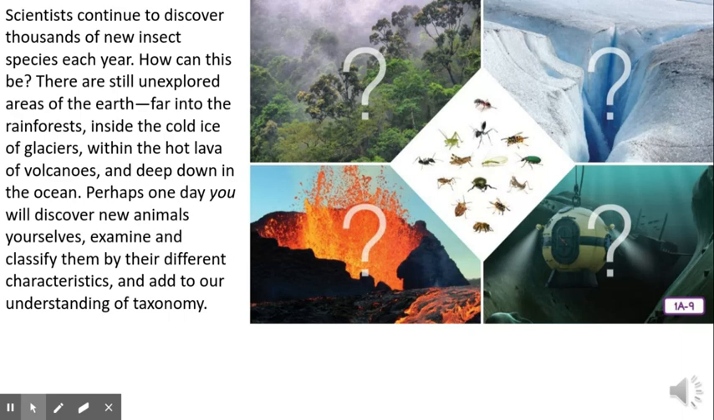Scientists continue to discover thousands of new insect species each year. How can this be? There are still unexplored areas of the Earth, far into the rainforests, inside the cold ice of glaciers, within the hot lava of volcanoes, and deep down in the ocean. Perhaps one day you will discover new animals yourselves, examine and classify them by their different characteristics, and add to our understanding of taxonomy. Would any of you like to be scientists when you grow up?